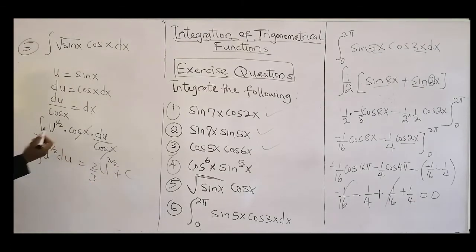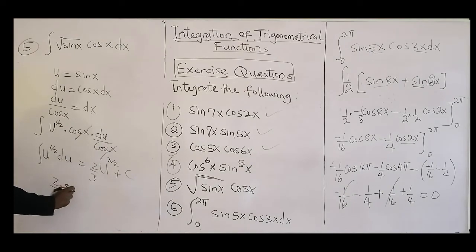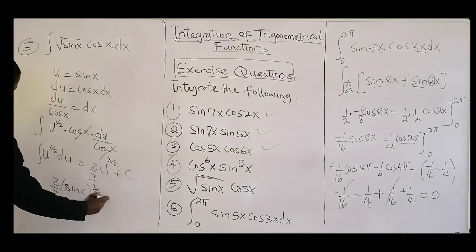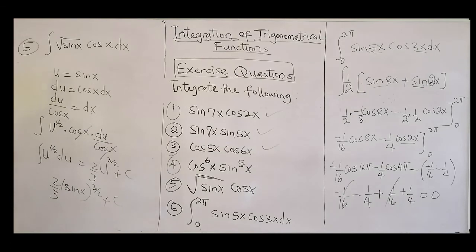Then return your u back. That's 2 over 3 sine x to the power 3 over 2 plus c. So that's that. I finished that. So that's that on these aspects.